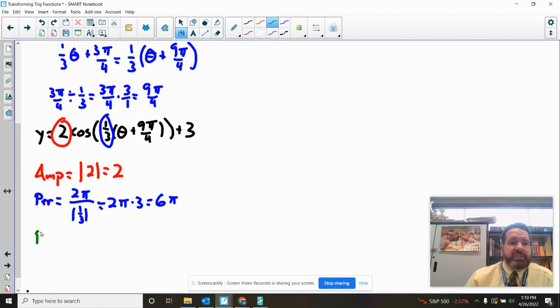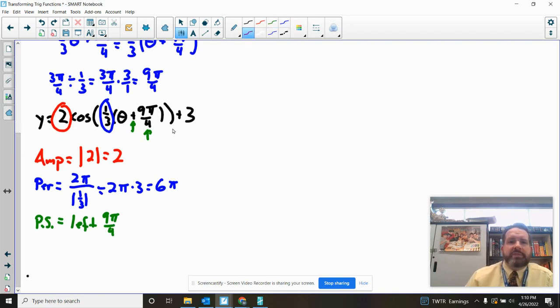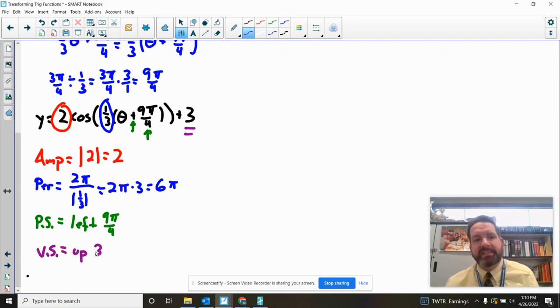For your phase shift, simply take a look at what's in the parentheses with that theta. It's a plus, so it's going to be to the left. How much? 9 pi over 4. And then for the vertical shift, take a look at the back. That's a plus, so it's going to be up by 3 spots.